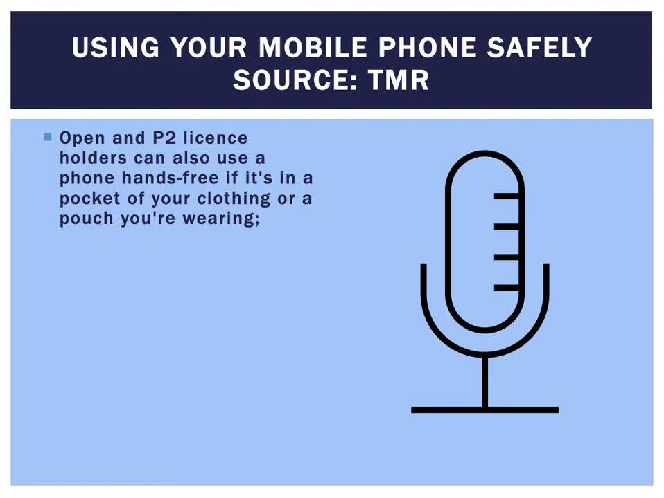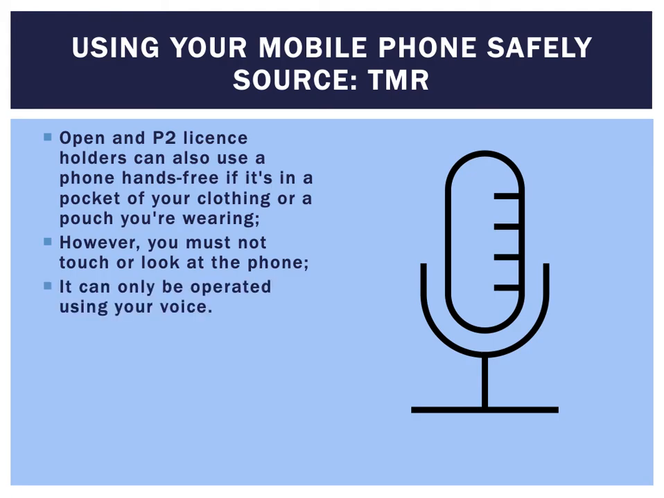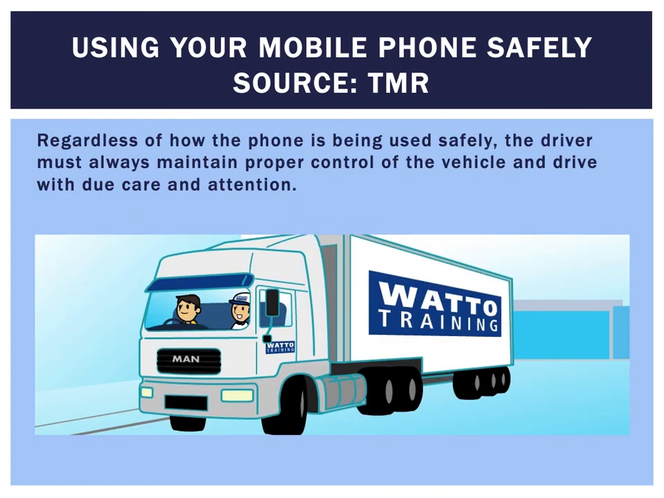Open and P2 license holders can also use a phone hands-free if it's not in a pocket of your clothing or a pouch you're wearing. However, you must not touch or look at the phone. It can only be operated using your voice.